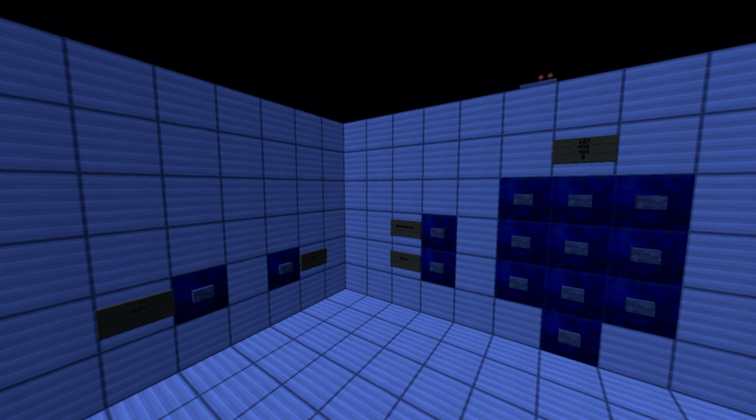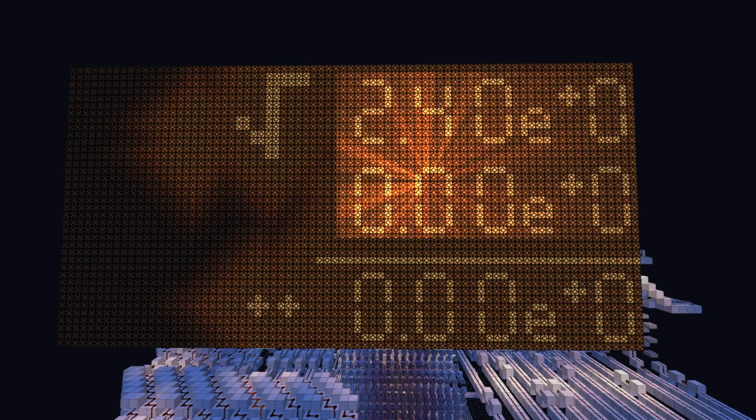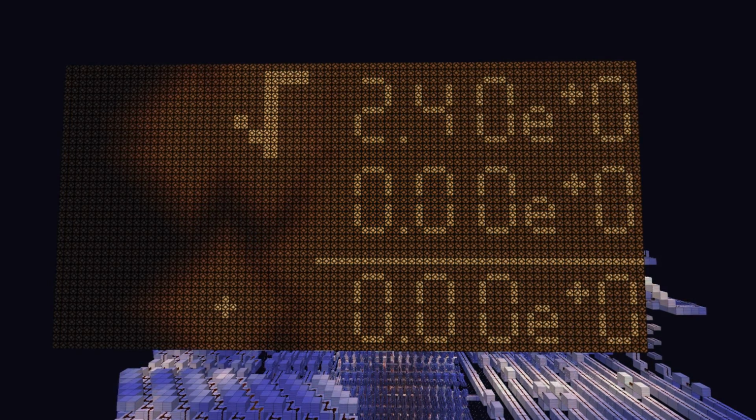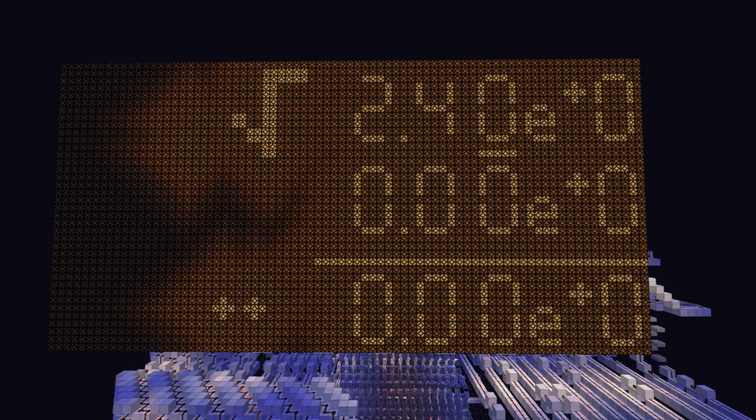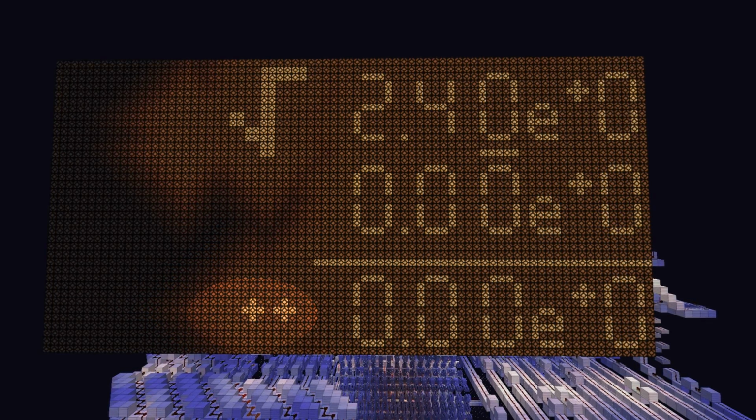The input is done in decimal scientific notation on a number pad. The display shows the numbers input plus the result of the calculations. To the left of the numbers, the selected function is shown, with an indicator underneath to tell when the calculator is running.